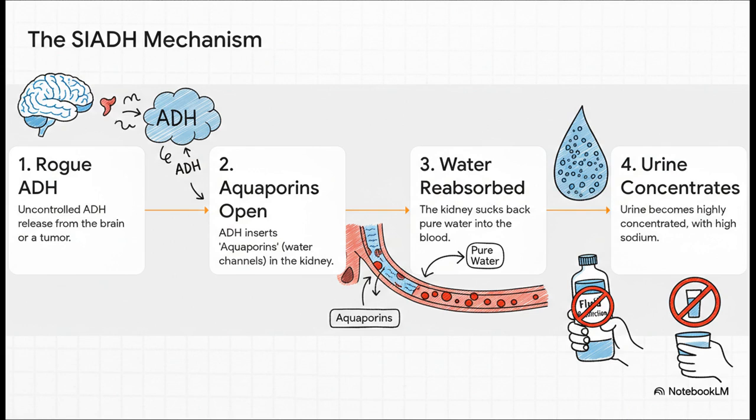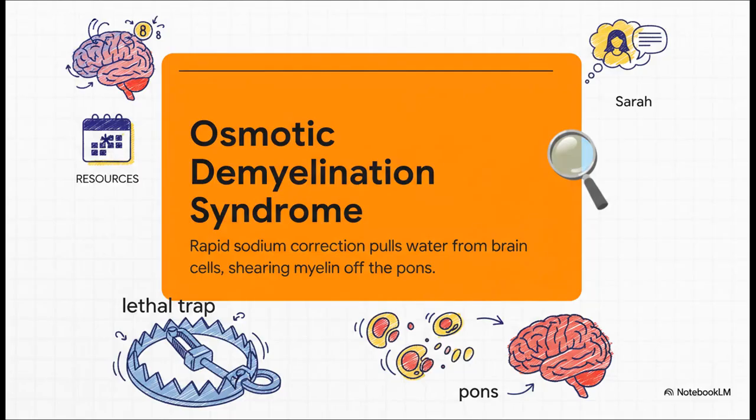But the most common board question is the normal volume patient. The euvolemic branch, SIADH. Why is the urine so inappropriately concentrated here? Because the brain, or a tumor like small cell lung cancer, is pumping out ADH without permission. The ADH puts aquaporins in the collecting duct, sucking back pure water. The urine sodium will be high, and the urine osmolarity will be greater than 100. The treatment isn't more water, it is fluid restriction.